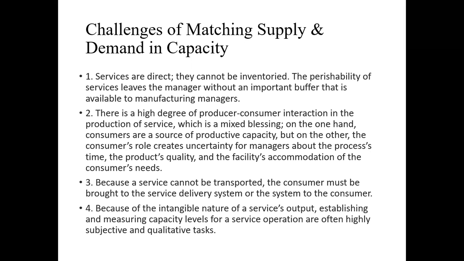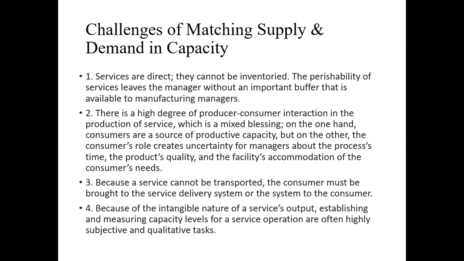Then the second one, there is a high degree of producer-consumer interaction in the production of services, which is a mixed blessing. On the one hand, consumers are a source of productive capacity, but on the other, the consumer's role creates uncertainty for managers about the process, time, the product's quality, and the facilities' accommodation of the consumer's needs. This is again one of the challenging things, because both are interacting while taking a service. Third, because the service cannot be transported, the consumer must be brought to the service delivery system or the system to the consumer. So this is another challenge faced in matching demand and supply capacity.